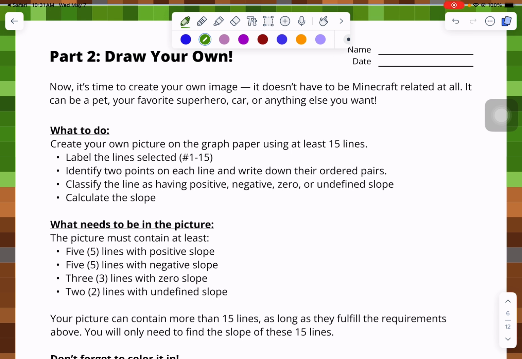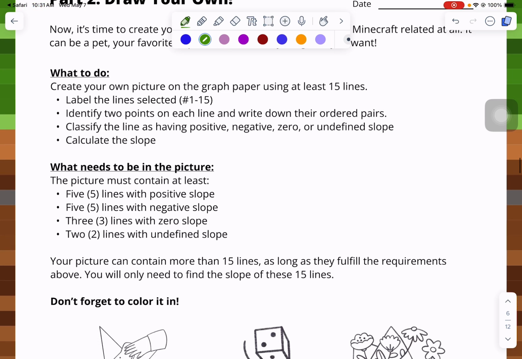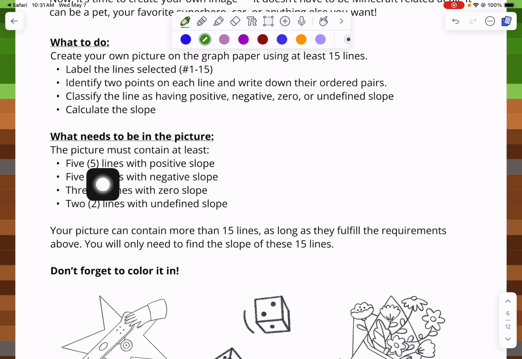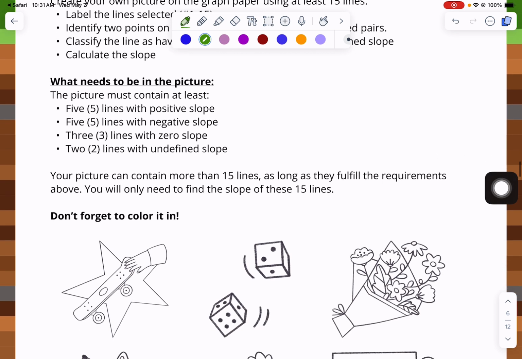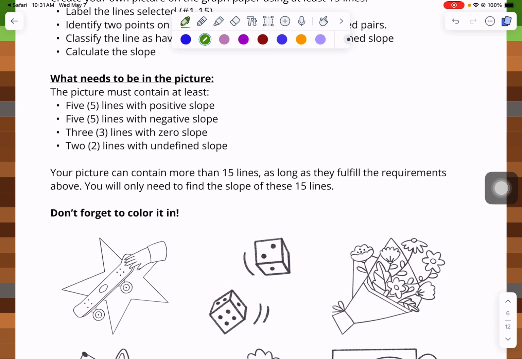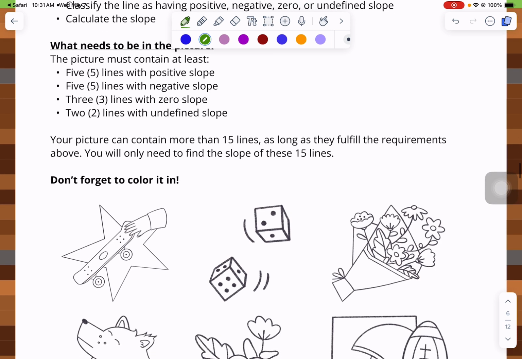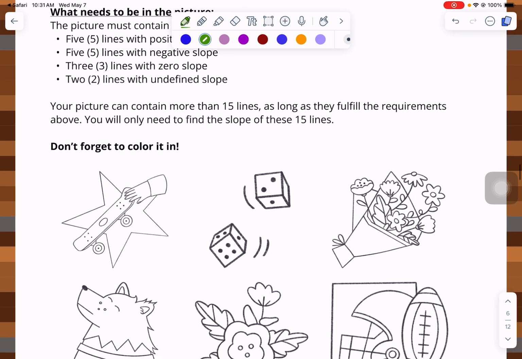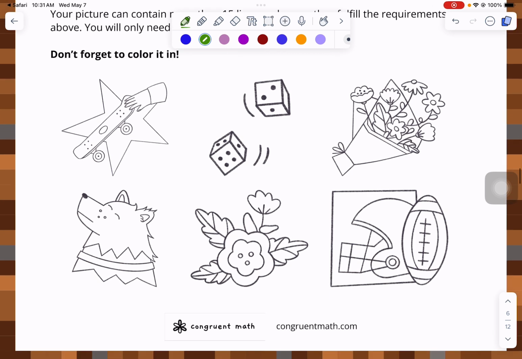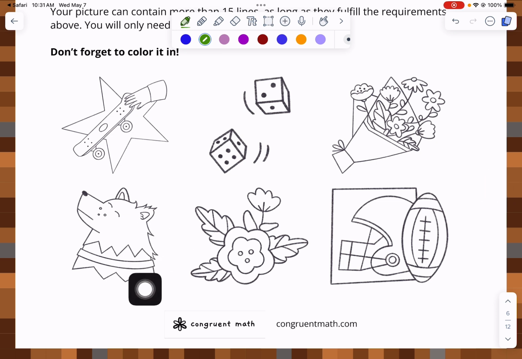What needs to be in the picture? The picture must contain at least, now this is the criteria here, 5 lines with a positive slope, 5 lines with a negative slope, 3 lines with 0, and 2 lines with undefined. And your picture, of course, can contain more than 15 lines. As long as they fulfill the requirements above, you will only need to find the slope of these 15 lines. So you can have as many as you want to, but at least 15, and then find the slope of 15 lines.